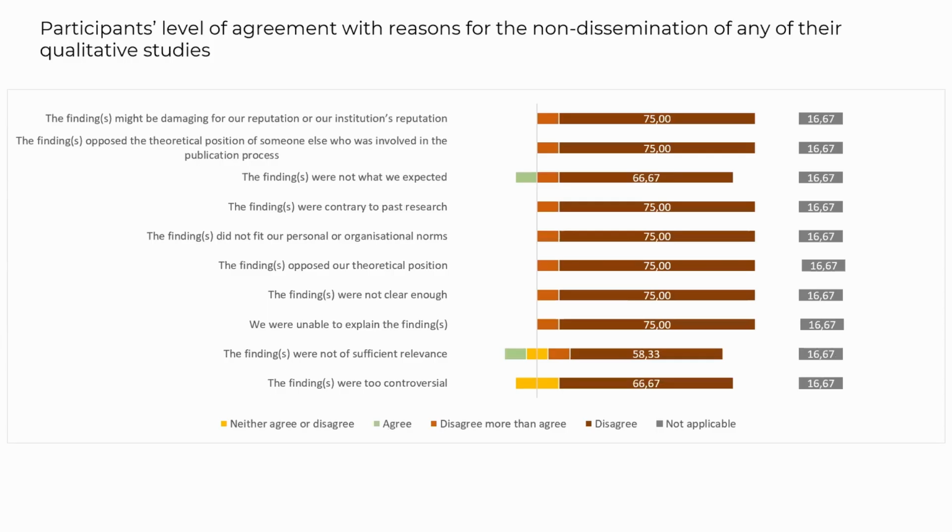There's a similar picture when we asked them about the reasons for non-dissemination of any of their qualitative studies, and most disagreed that the findings were involved in the decision-making about the dissemination of the study. We retrieved only very few agreements that either the findings were not what the authors had expected, or the findings were deemed not relevant enough, and were factors in the dissemination decision.